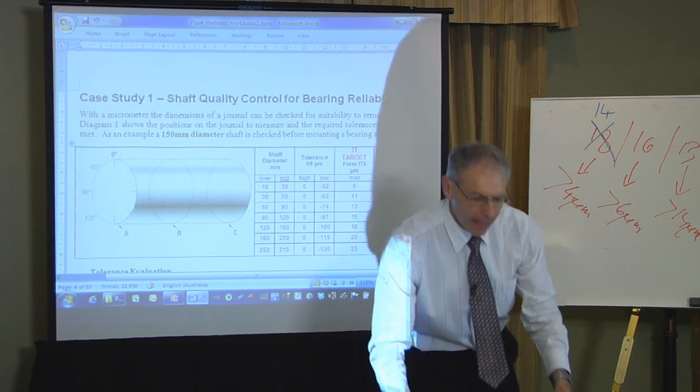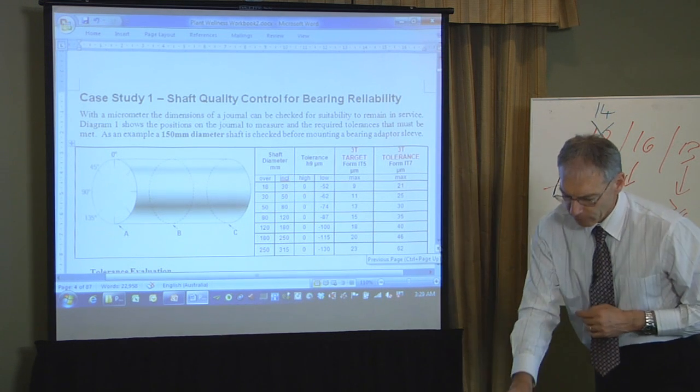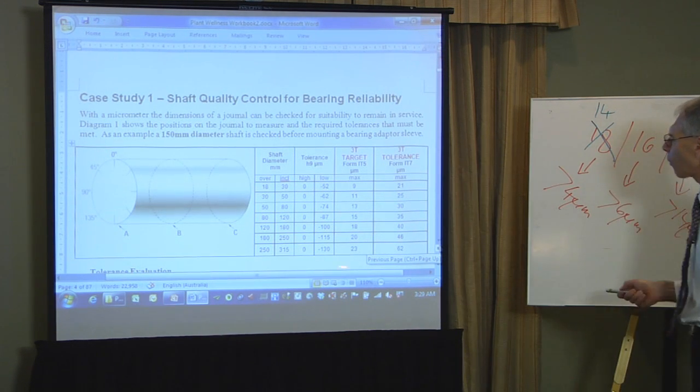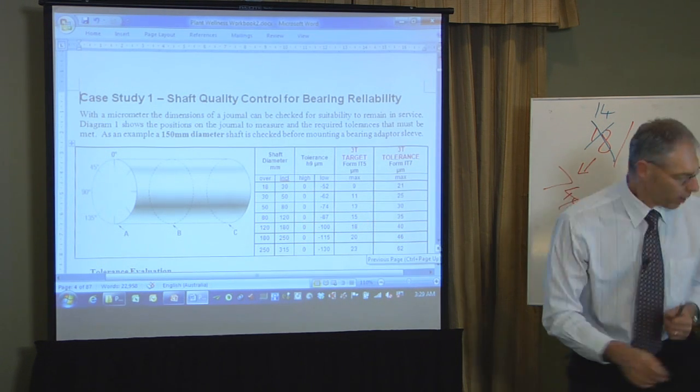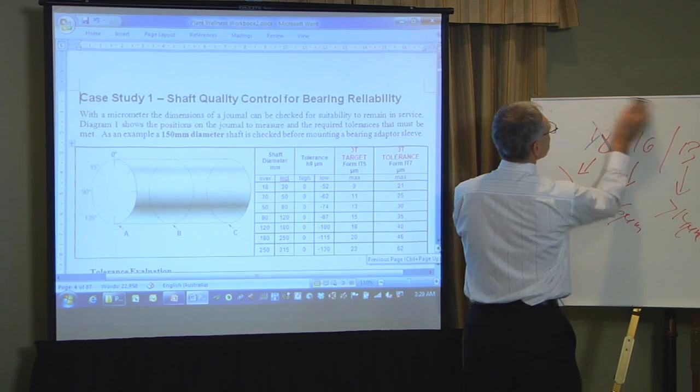All right, so we've got that same drawing up here, the same image. So we're here on that particular row, and the requirements are an H9 and an IT5 form. Let me explain what H9 is.